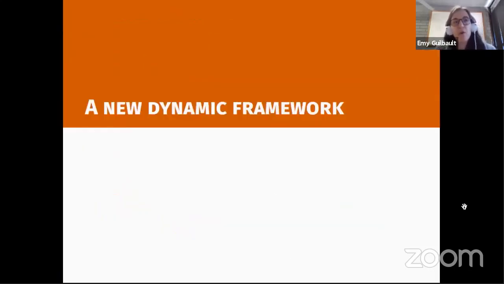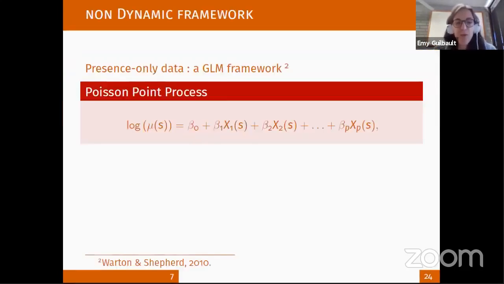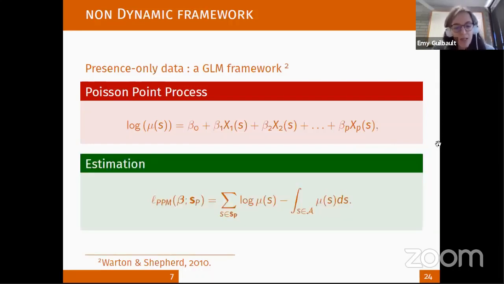This new dynamic framework will combine point process model and occupancy data. Let's focus first on presence-only data. In a non-dynamic framework, we can use a Poisson point process and model the intensity as a log-linear function of different environmental covariates. And we can estimate the parameters of a model using a log likelihood function.